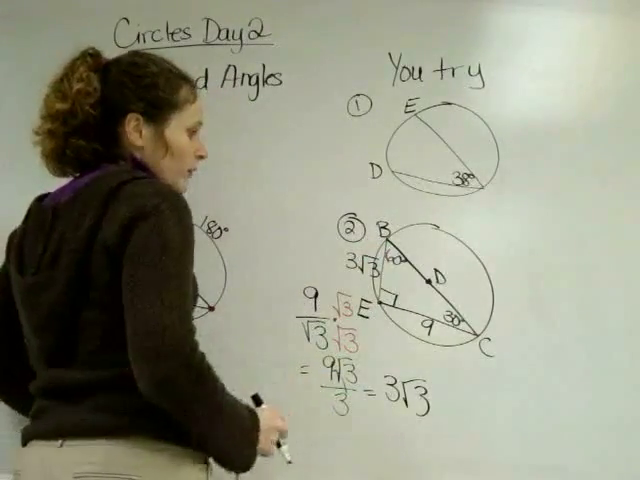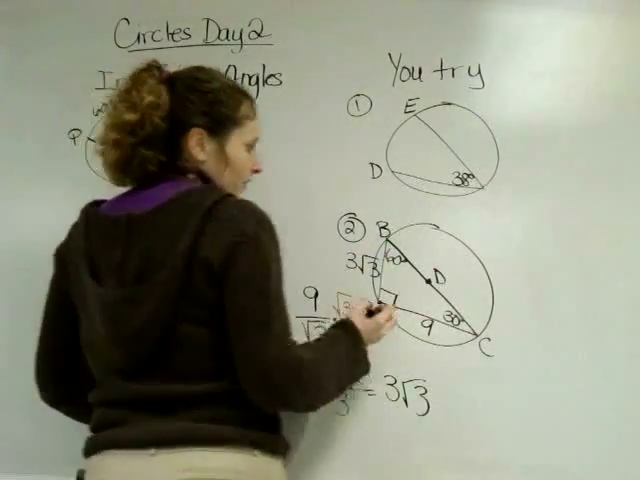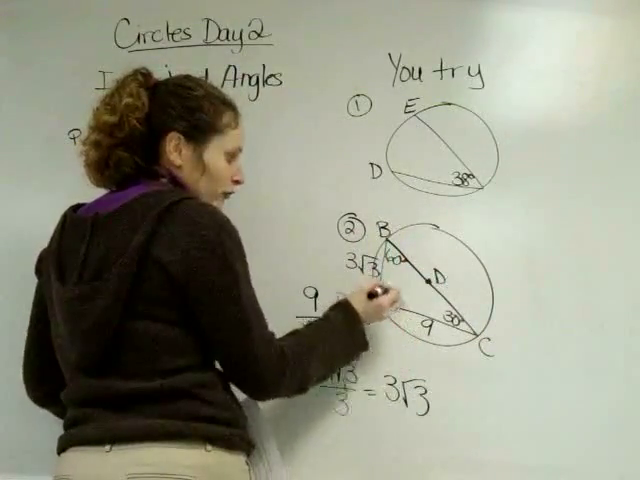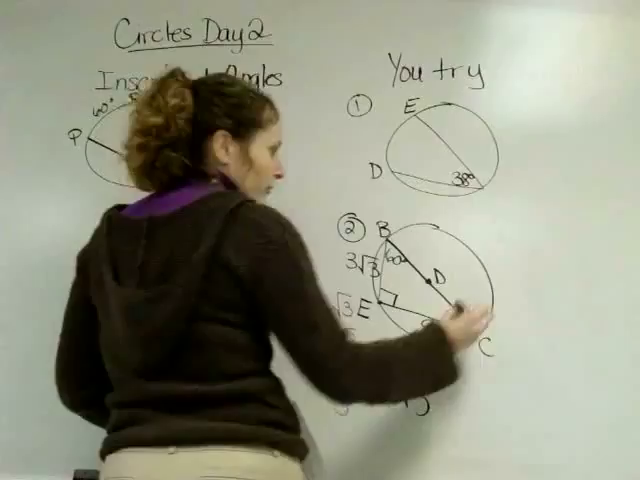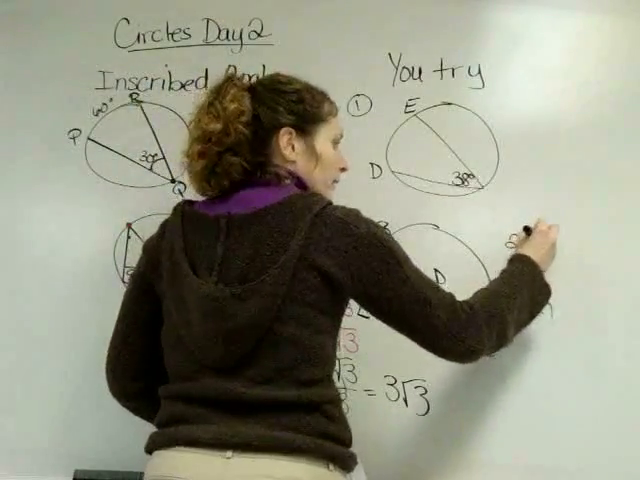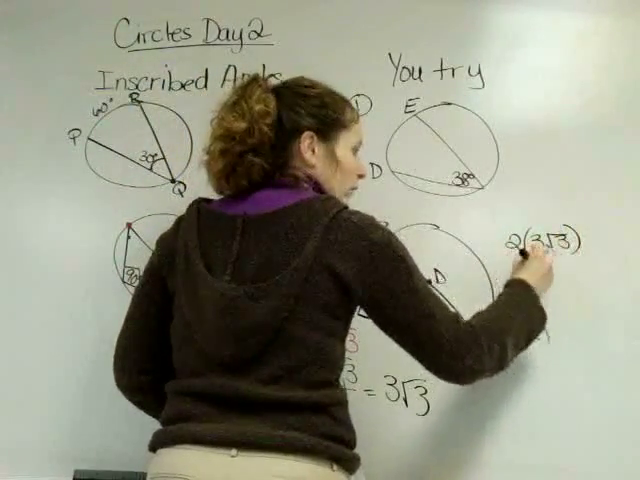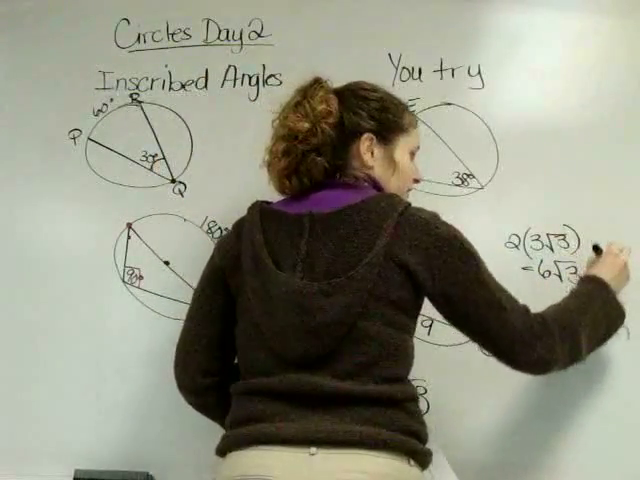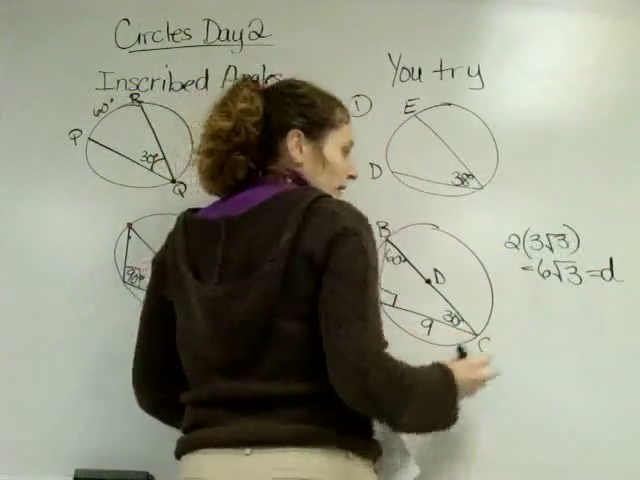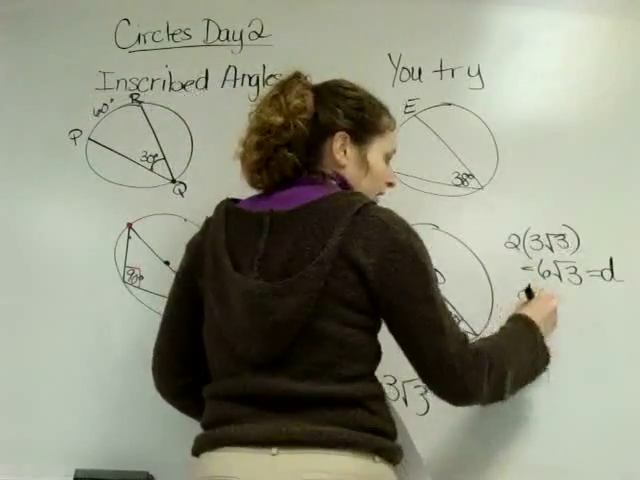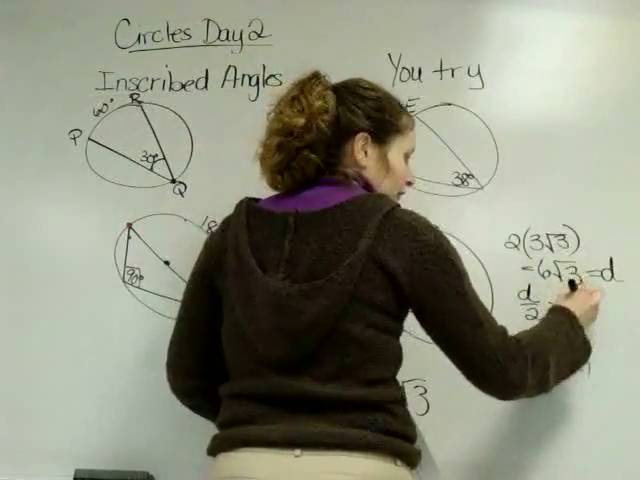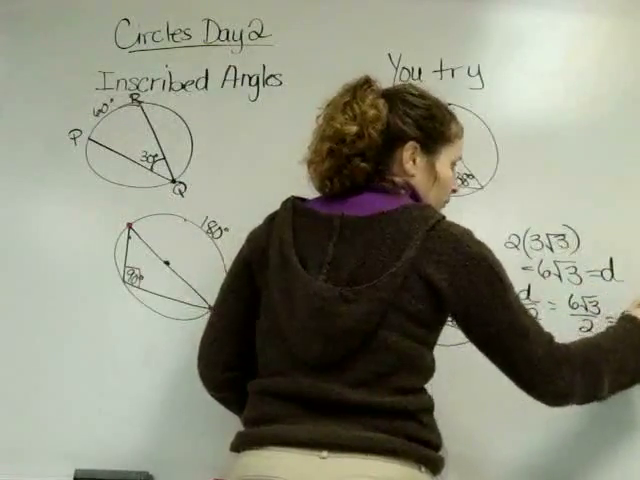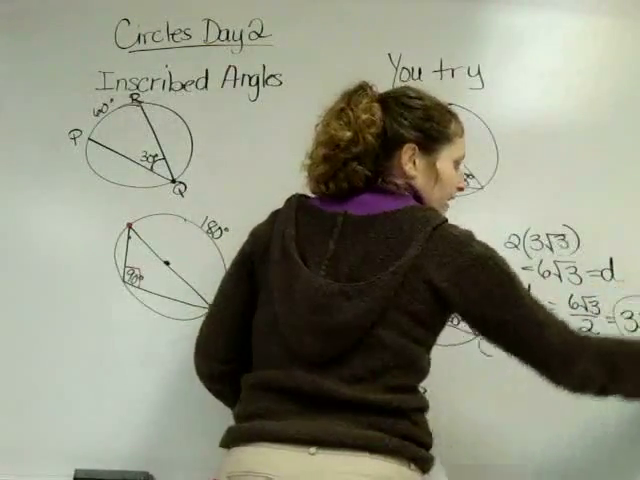Okay, and in this problem we want to know the length of the radius. To get the radius, we have to have the length of the diameter. The diameter is 2 times the length of the side across from 30. So 2 times 3 root 3 equals 6 root 3 for the whole diameter. There's diameter D. To get the radius, we take the diameter and divide by 2. So 6 root 3 divided by 2 takes us right back to 3 root 3 for the length of a radius.